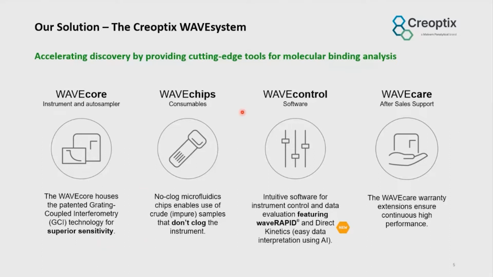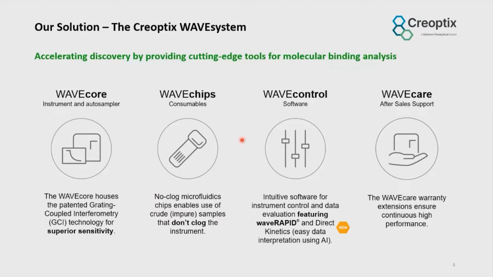Our wave chips is a second pillar, and this is an extremely important part of our product. These chips are microfluidic cartridges that are fully disposable, so we contain no internal fluidics in the instrument itself. The chip is set up in parallel with four sensing surfaces, which allows you to do some very creative experimental design. We talk a little bit more about our chips in the next slides.